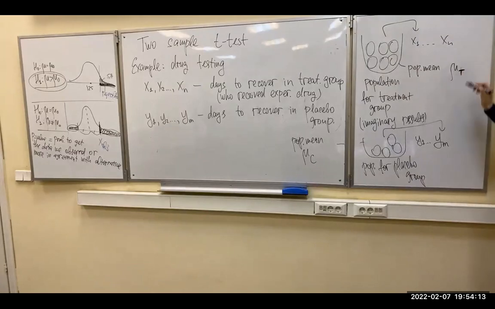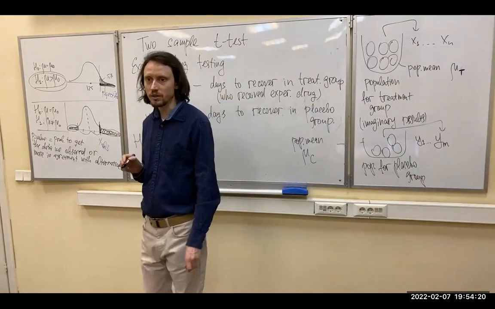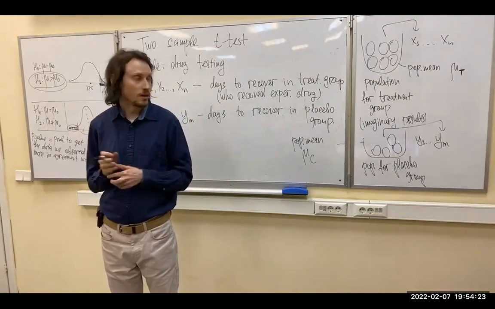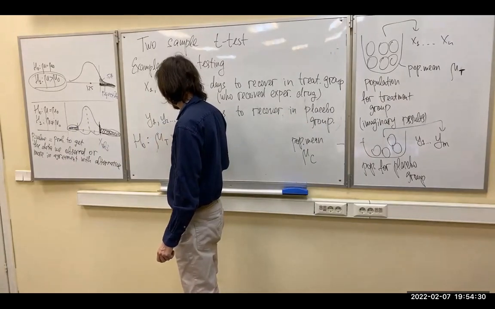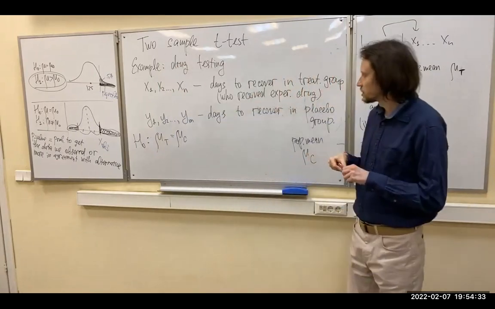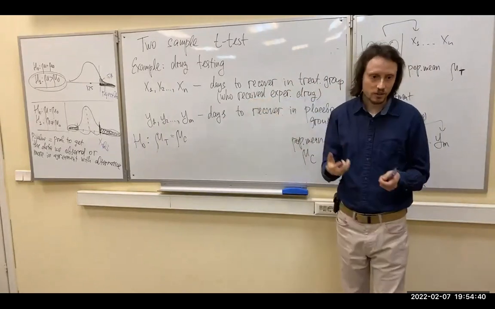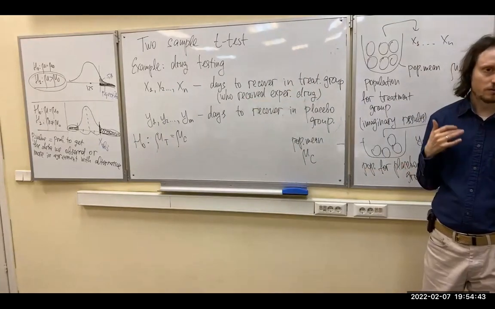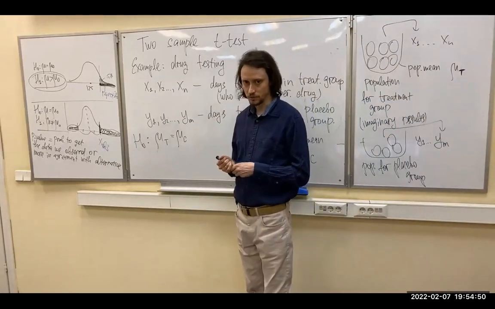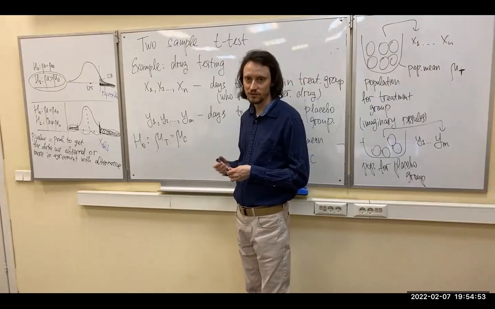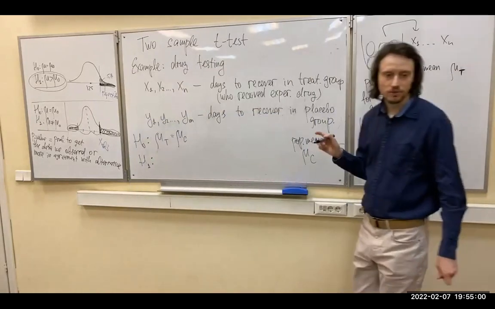And my null hypothesis. The null hypothesis is usually that there is no difference between something and something. So in this case, the null hypothesis is that mu treatment is equal to mu control. It means that it doesn't matter what to give people, placebo or our experimental drug. On average, they will recover at the same rate. This is the null hypothesis. So basically, it means that the drug doesn't work. And we have an alternative. What is an alternative in this case?